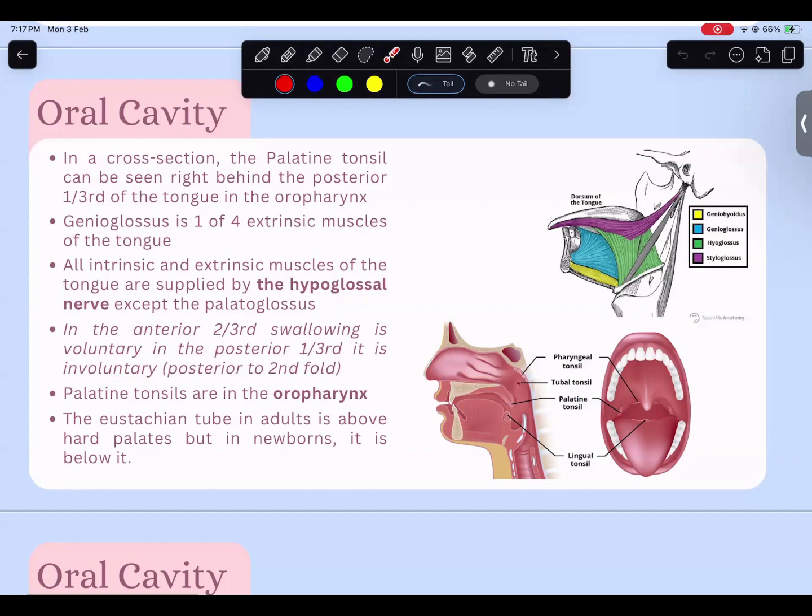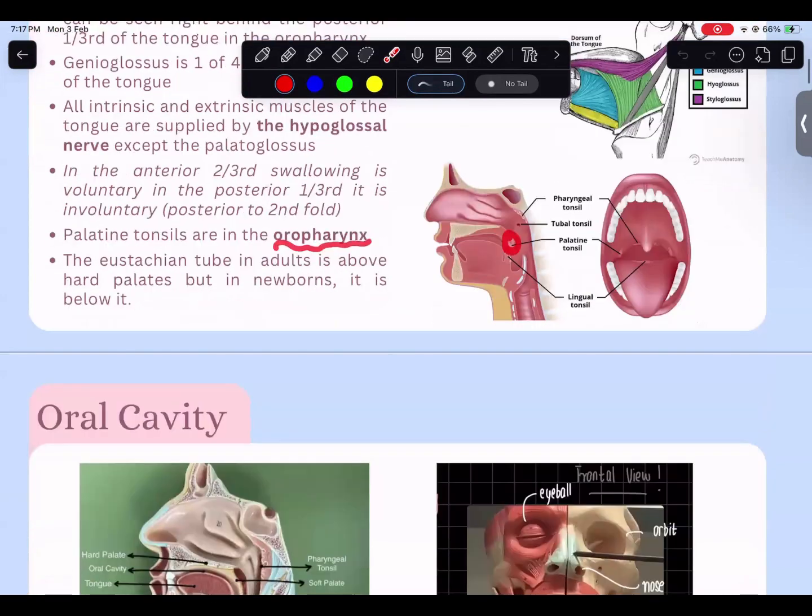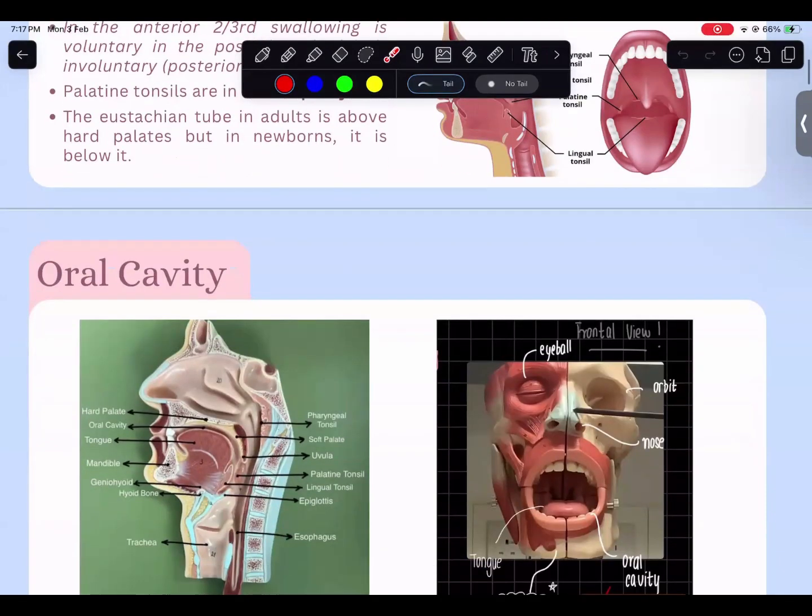Okay. The palatine tonsils, as we said, are in the oropharynx. These are the tonsils that we talked about. It's the posterior one-third. Okay, moving on.